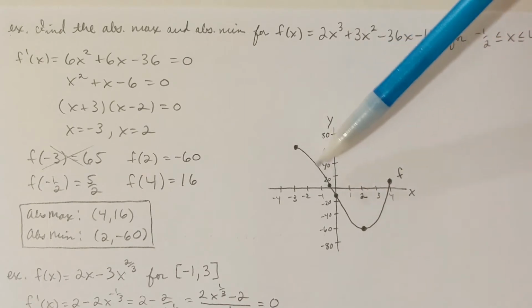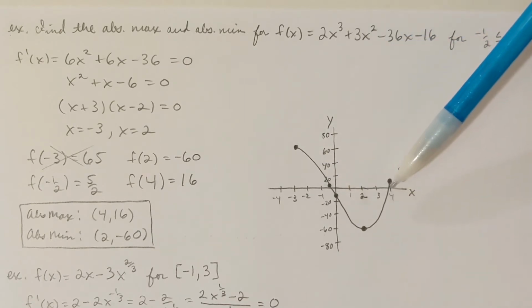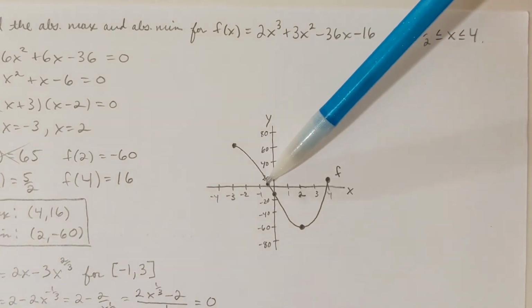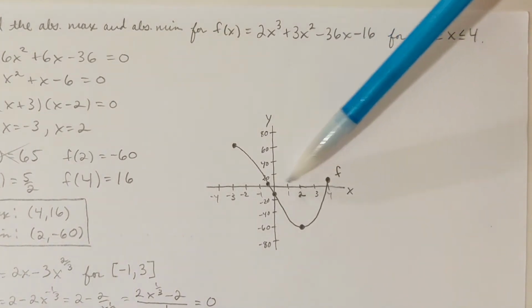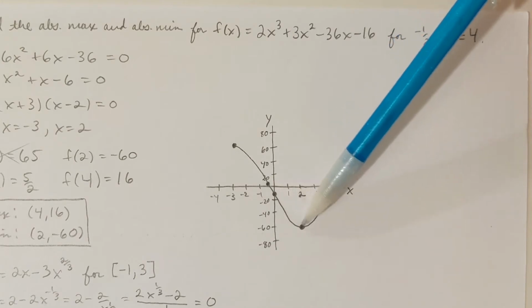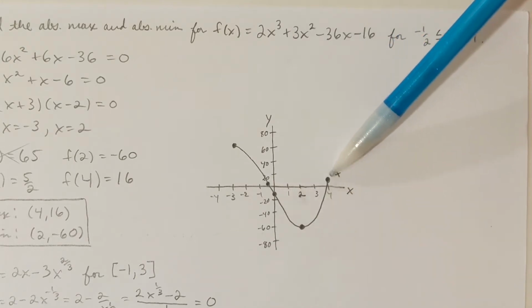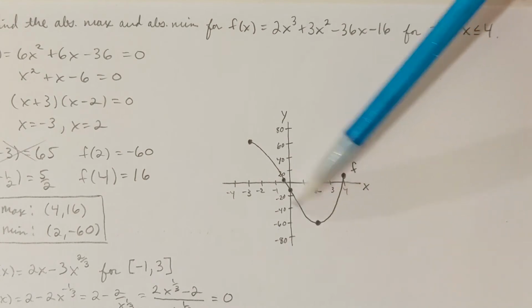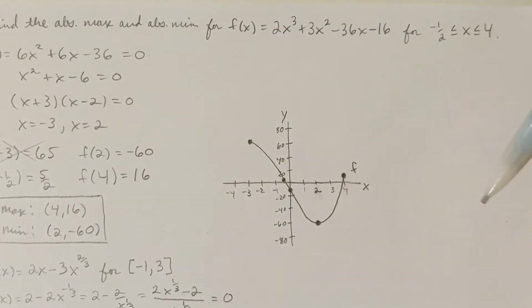Now I don't want this entire graph to be represented, because x is ranging from negative 1 half to 4. So you can see that if you're going from negative 1 half to 4, the highest point would be this point here, (4, 16). The lowest point would be this point here, (2, negative 60).